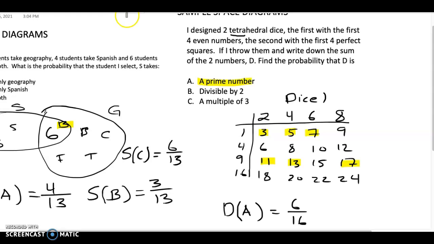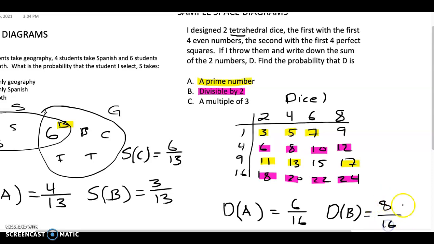So let's change to a different color. Let's use this pink color. Then divisible by 2. So the numbers that are divisible by 2. This is divisible by 2, divisible by 2, divisible by 2, by 2, by 2, by 2, by 2. And I think that's it. So then we can write the probability of event B happening, and that is 8 out of 16. That one's an easy one to know. It's half.